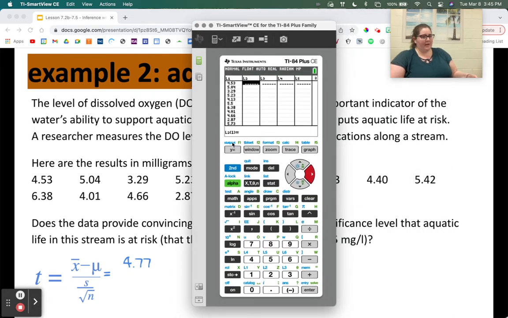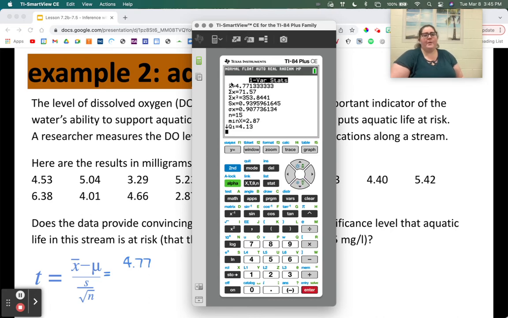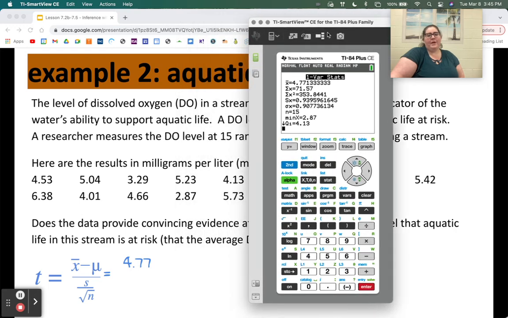The first way would be, again, type my data in there, go to stat, calc, one bar stats, tell it to use L1, leave frequency list empty, and then calculate. Right, and it would give me my sample mean, which is 4.77, so that's where I got this number from. And then it would also give me my sample standard deviation, which is 0.9395. So that's what I'm going to use on the bottom of the fraction. I'll come back in a minute to where I could find that information the second way.